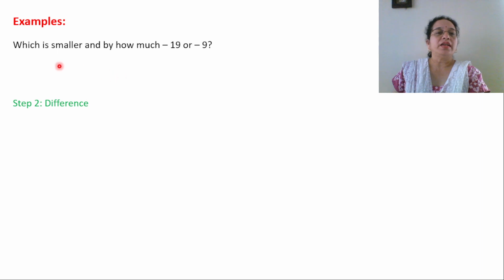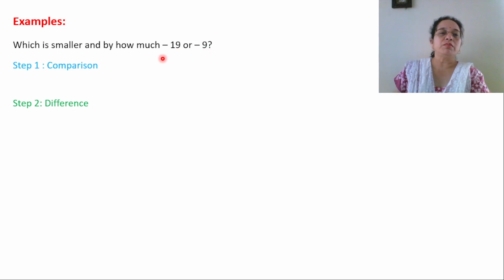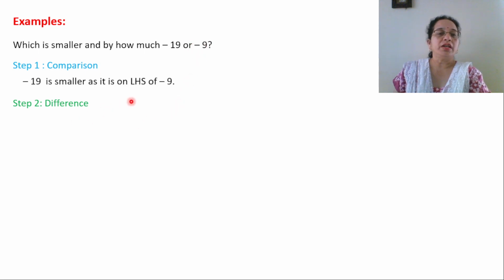Now take another example: which is smaller, and by how much? Minus 19 or minus 9. So first step, comparison. Which number is greater? Which number is on the right hand side? Minus 9. So the question is which is smaller. The left hand side number is smaller, so minus 19 is smaller.